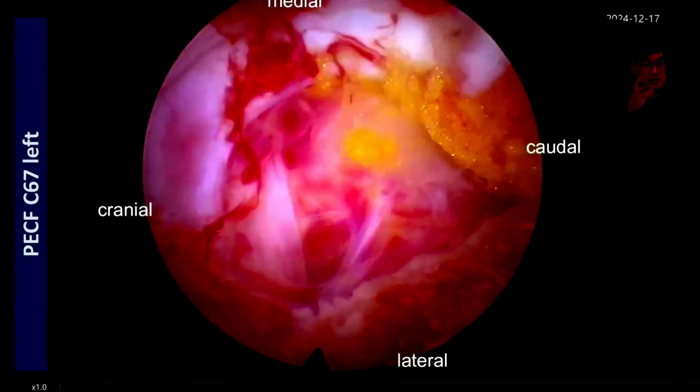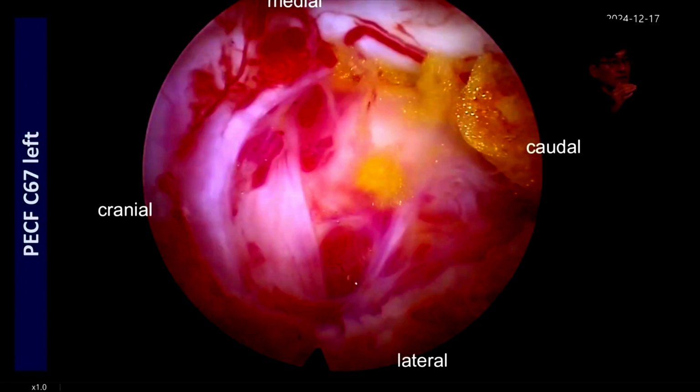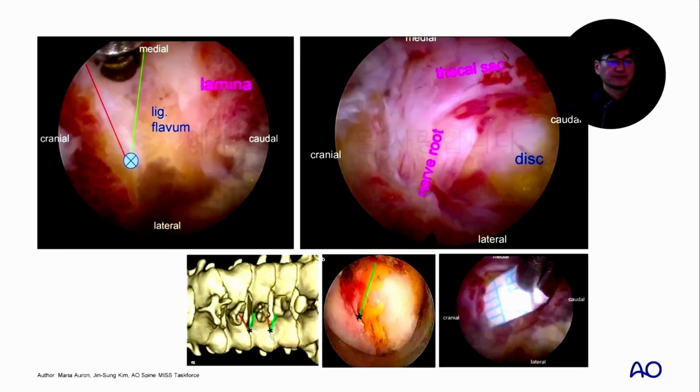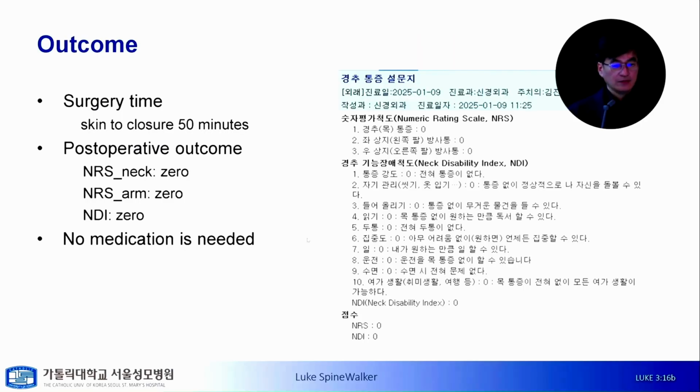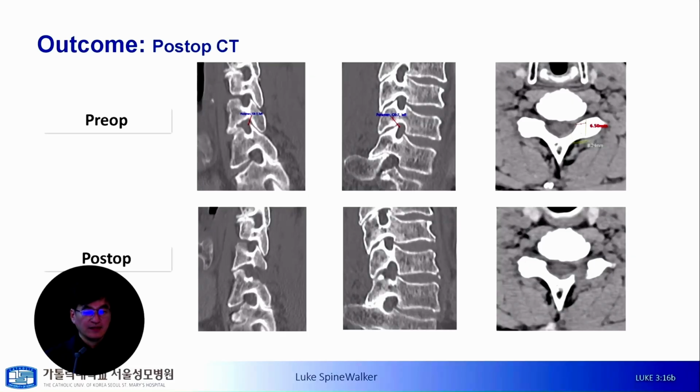Yes, measure, that's going to be 7 mm from the lateral border of the cervical myelum, right? This is the V point. I measure the angle and the distance. You can see the nerve root and the sac, and we can find the disc itself, right? So this is the outcome: skin to skin 15 minutes, neck pain and arm pain 0. Let's see the post-op CT.